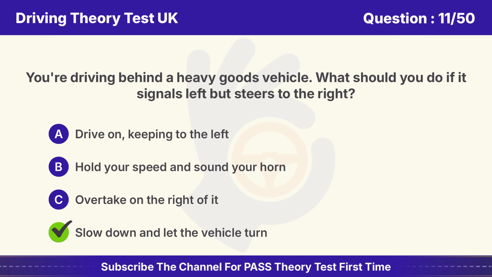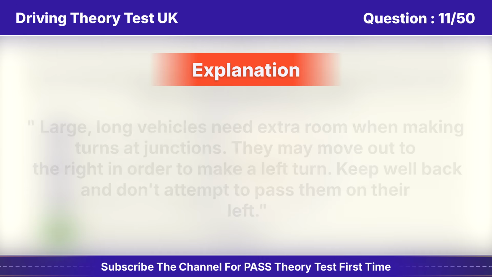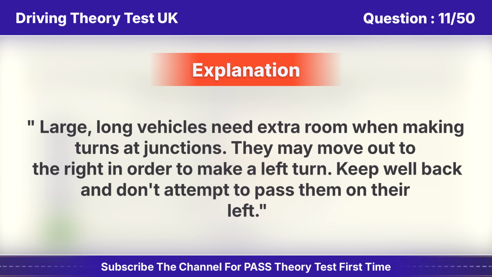Answer is D. Slow down and let the vehicle turn. Large, long vehicles need extra room when making turns at junctions. They may move out to the right in order to make a left turn. Keep well back and don't attempt to pass them on their left.